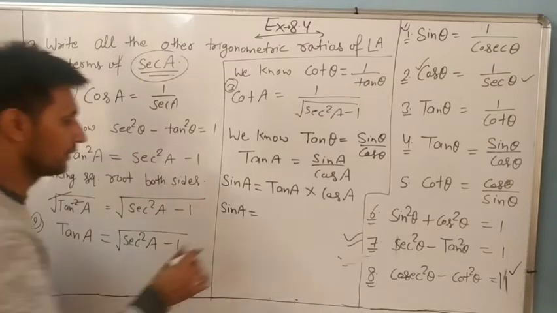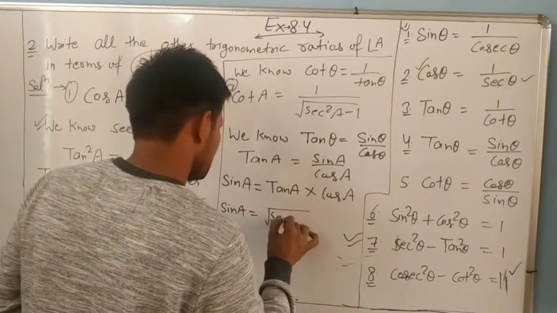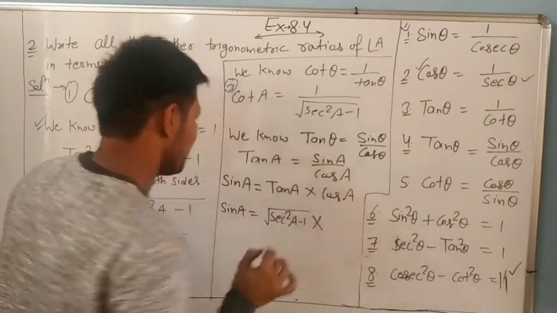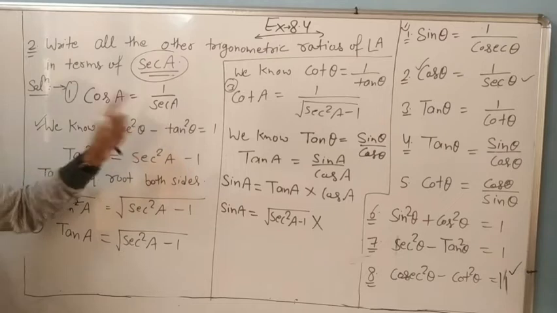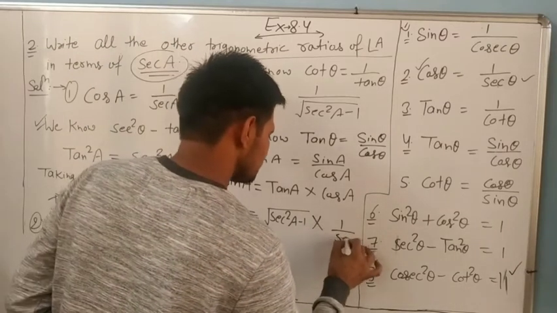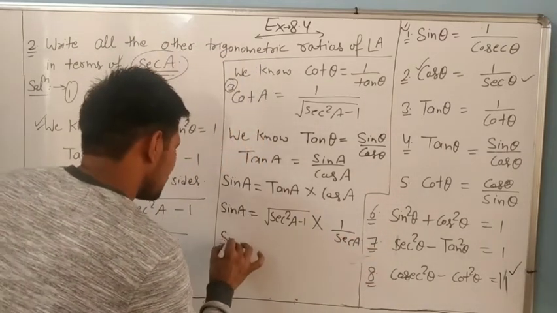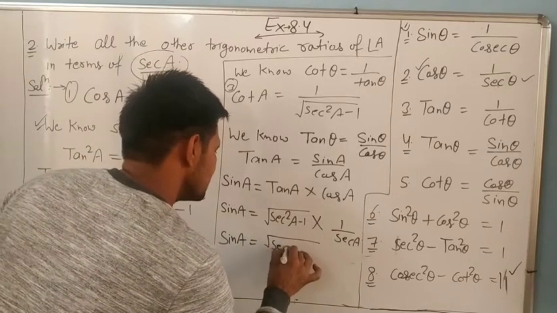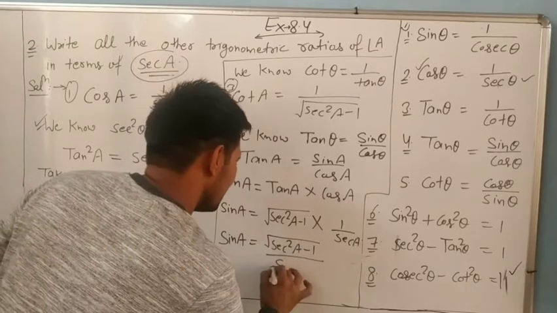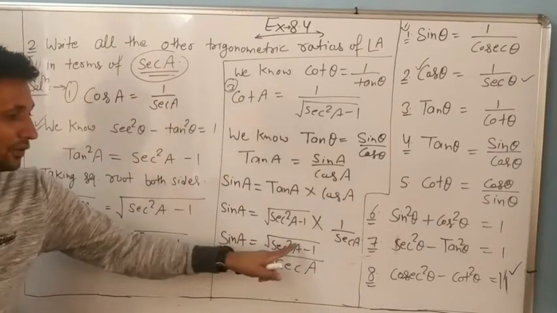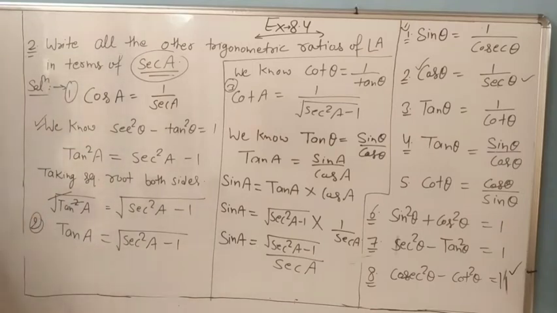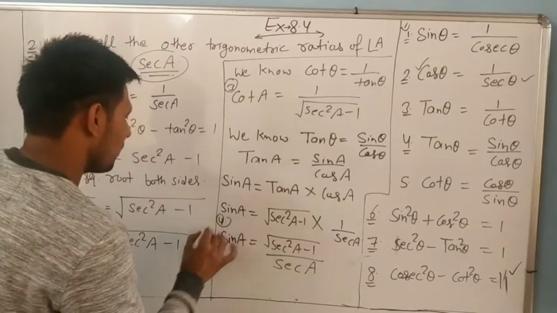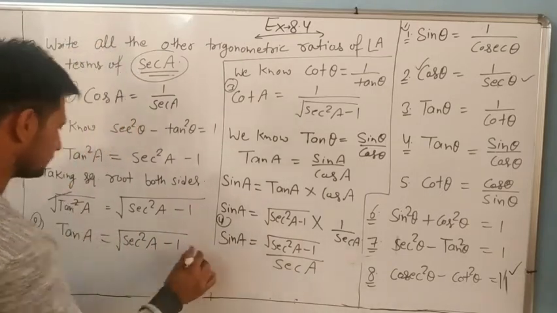Very simple, dear. Now sine A is equal to, because we want to represent sine in sec, tan A value we already know: square root of secant square A minus 1, multiplied by cos A. What is the cos value? 1 by sec A. So multiply it. So sine A equals the square root of secant square A minus 1 over sec A. Yes, the sine value is also in sec. So 1, 2, 3, it is 4.